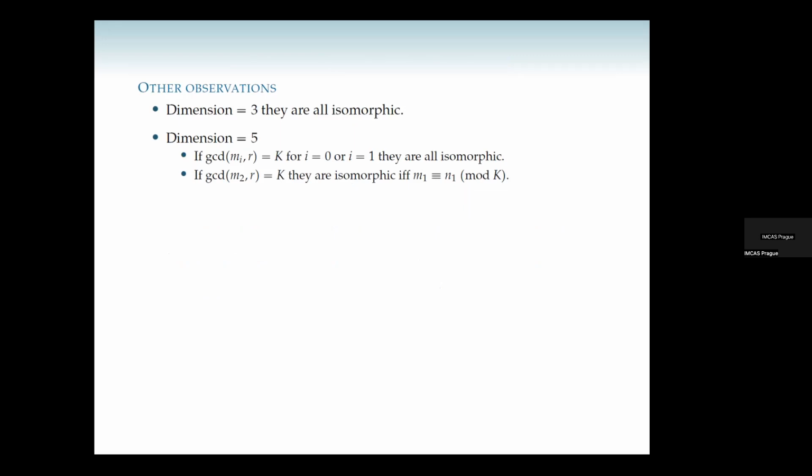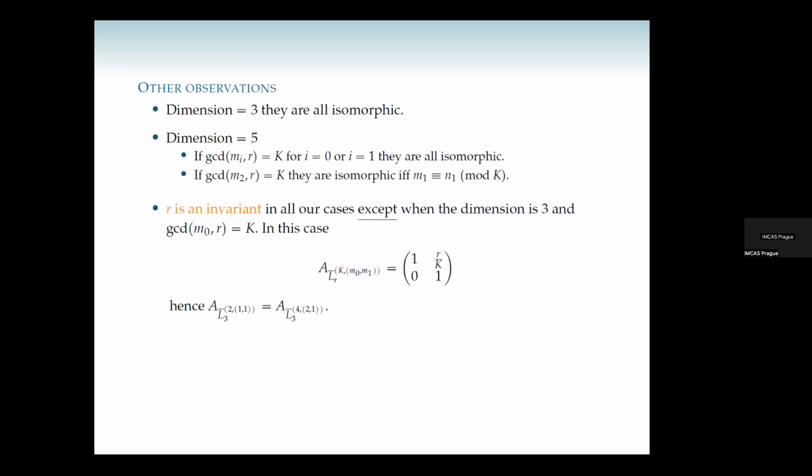For dimension 5, we are in 2 different cases here. So if I here is 0 or 1, they're again all isomorphic. If it's 2, then you have a condition here which looks like the extra conditions we have for dimension 7. And then one more thing to point out, I have fixed R through everything. But we can also show, knowing the adjacency matrices and using the classification, that R is an invariant in all cases except in dimension 3.